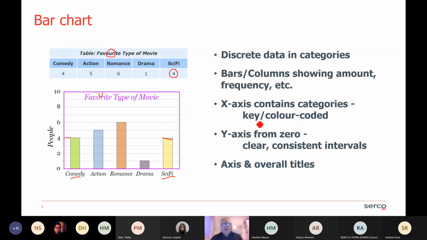It tends to be what's called discrete data. So discrete data is set numbers. So if we said how many people like these things, we can only have 1, 2, 3, 4, 5, 6, 7, 8, 9, 10, and so on. We couldn't have 3.2 of a person because that doesn't exist. So it's usually discrete data that we can set on, and the bars or the columns show the amount, or they show the frequency of something happening, whatever it might be.